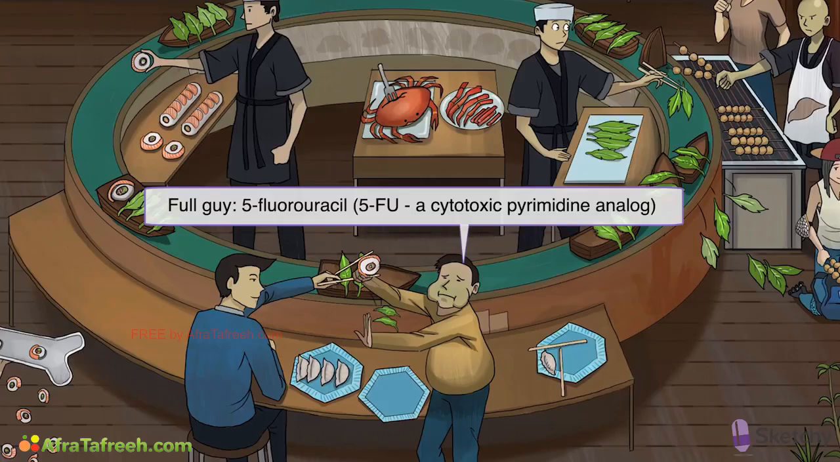5-FU is a pyrimidine analog, which is why he has that hexagonal pyrimidine-shaped plate in front of him. It primarily functions to inhibit DNA synthesis via inhibition of thymidylate synthase. Remember, thymidylate synthase catalyzes the conversion of DUMP to DTMP as represented by that plate of dumplings converted to the pyrimidine-shaped plate containing chopsticks arranged in a T. Remember, that's T for thymidine.